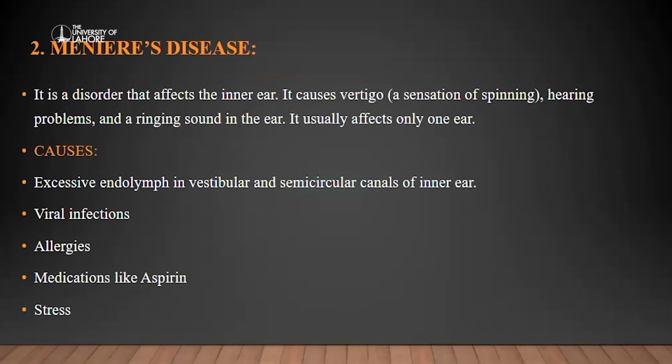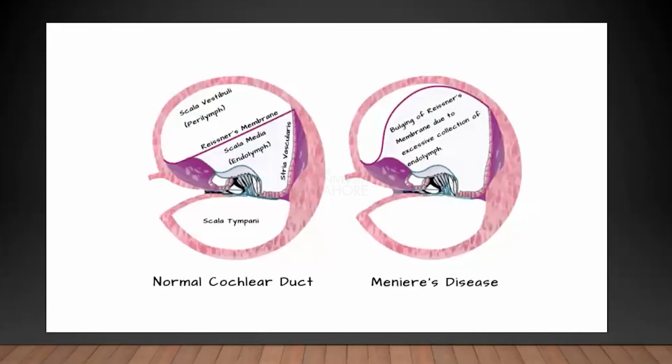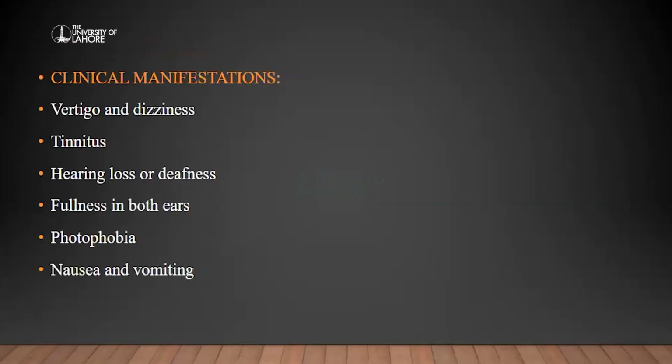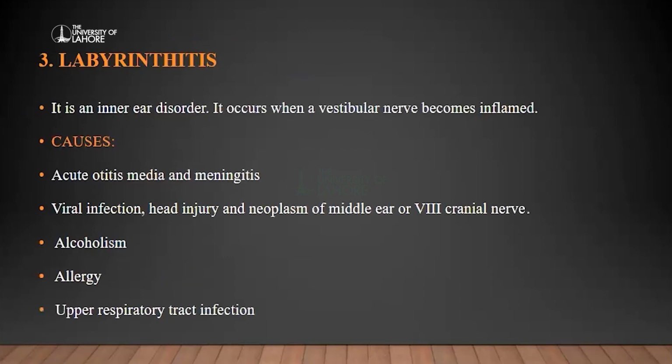Meniere's disease is a disorder that affects the inner ear. It causes vertigo, a sensation of spinning, hearing problems, or a ringing sound in the ear. It usually affects only one ear. Causes are excessive production of endolymph, viral infections, allergies, medications like aspirin, and stress. Clinical manifestations: vertigo and dizziness, tinnitus and hearing loss or deafness, fullness in the ear, photophobia, nausea and vomiting. These are the common clinical manifestations of Meniere's disease.